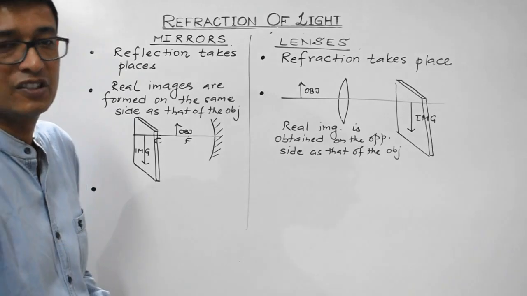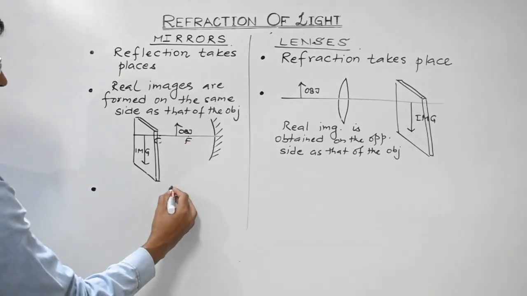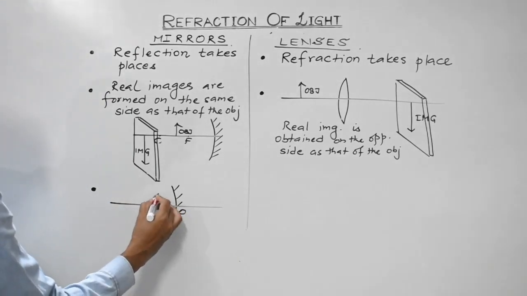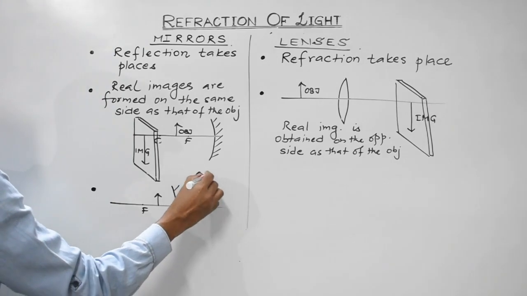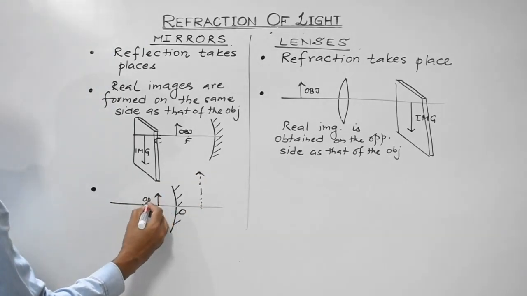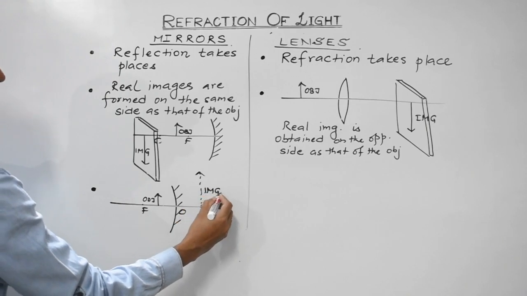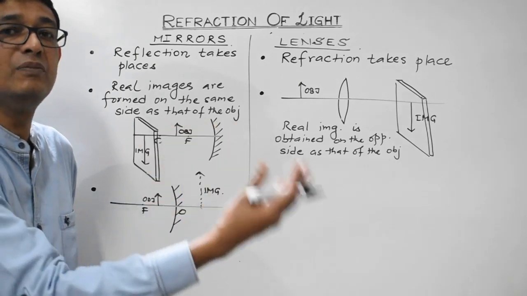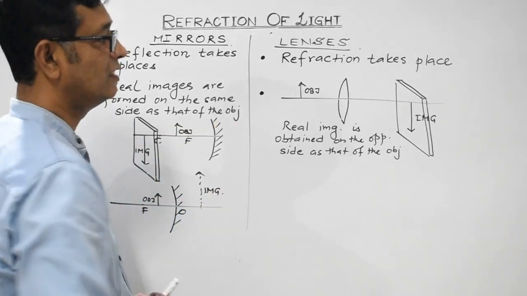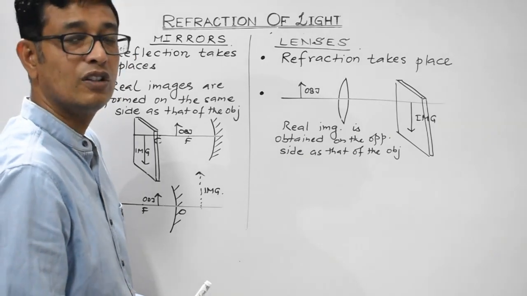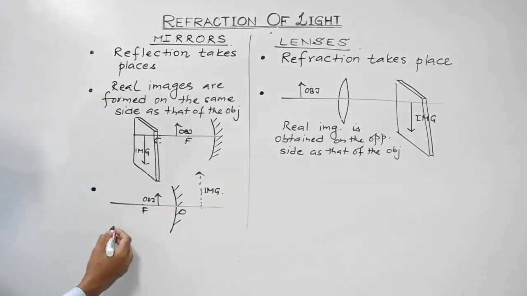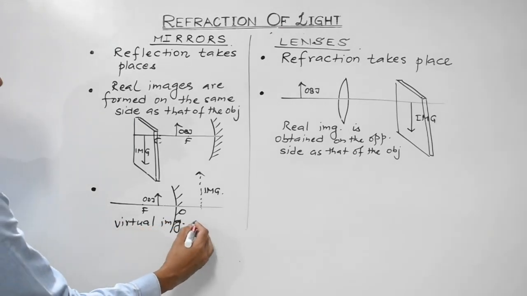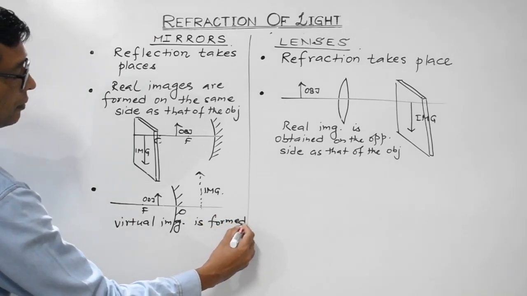What about virtual images? In this case, virtual images are formed like this. This is O, this is F. If an object is placed over here, its virtual image is formed like this. This is the object and this is the image. So basically in mirrors, virtual images are formed behind the mirror. While in the case of lenses, virtual images are formed on the same side as that of the object. So in mirrors, virtual image is formed behind the mirror.